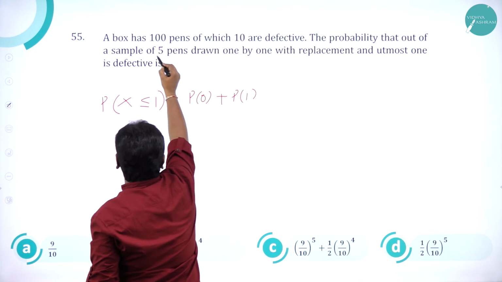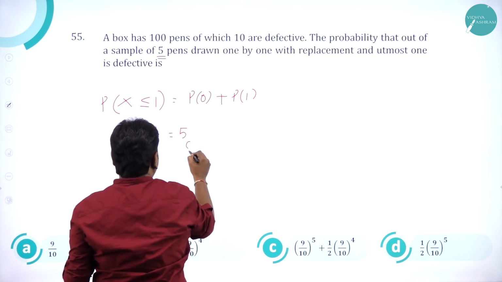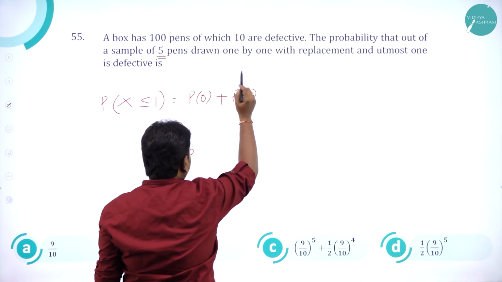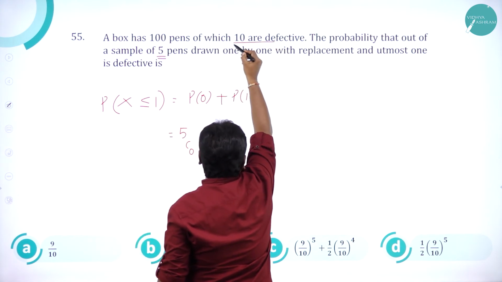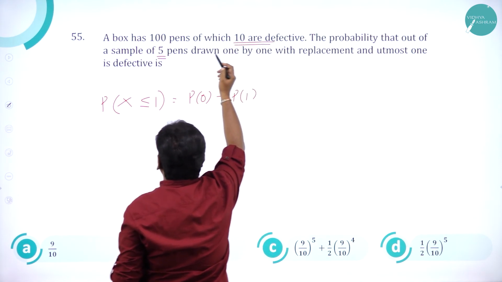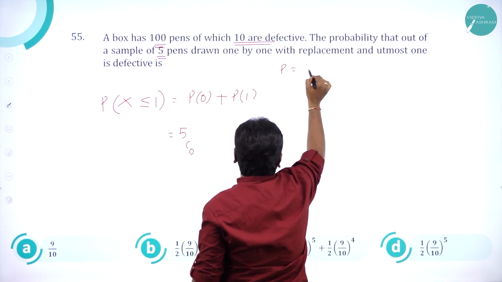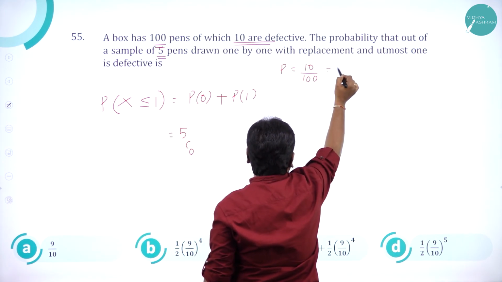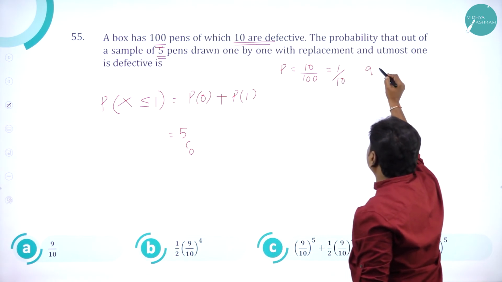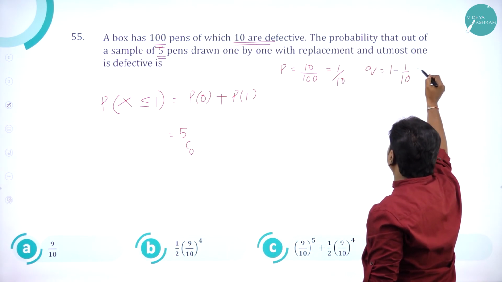What is P of 0? nC0. n: how many pens are you drawing? 5. 5C0. P: probability of getting a defective pen. So 10 are defective out of 100. Probability means favorable by total, so 10 out of 100. 10 by 100 means it is 1 by 10. So P is 1 by 10. What is Q? 1 minus 1 by 10, that will become 9 by 10.